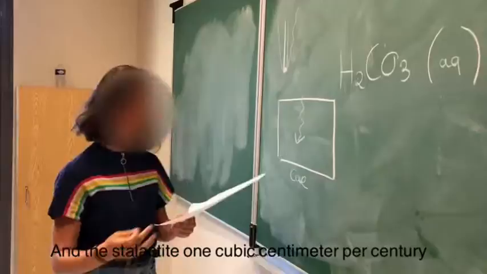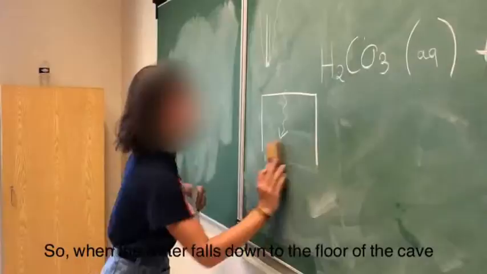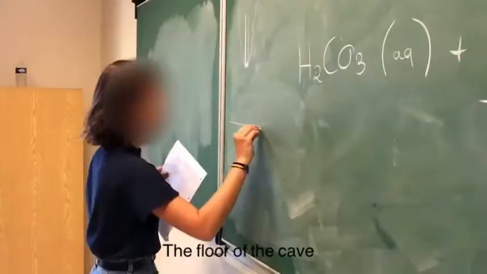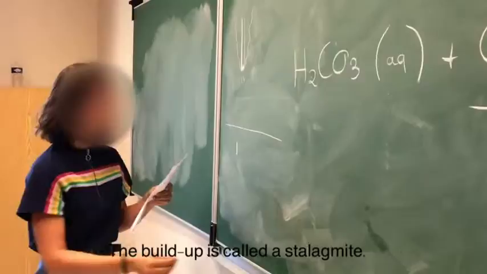So when the drop of water falls down to the floor of the cave, the buildup is called a stalagmite. If they join together, you get a column.